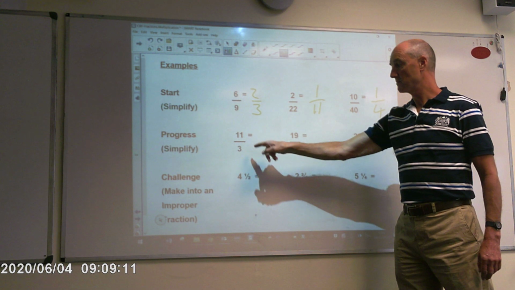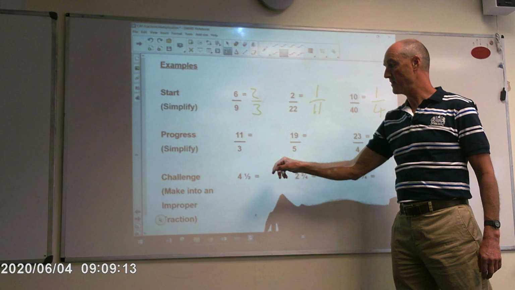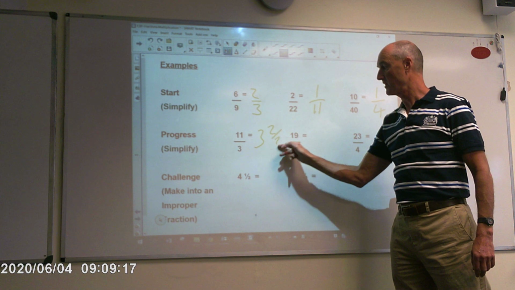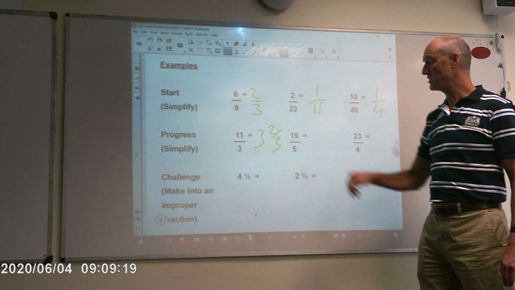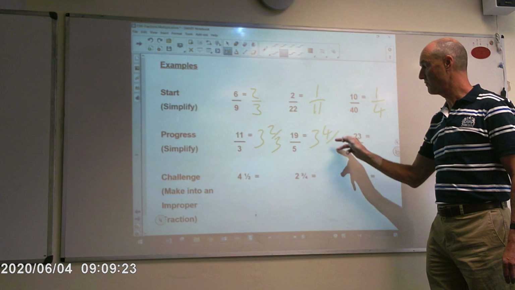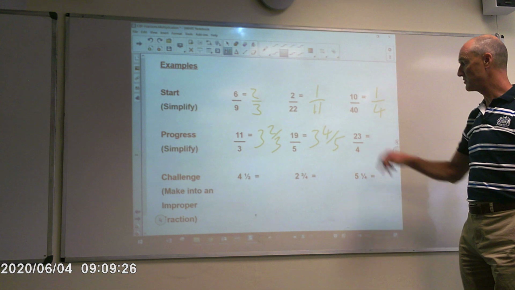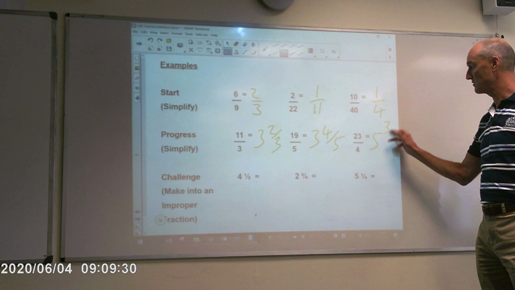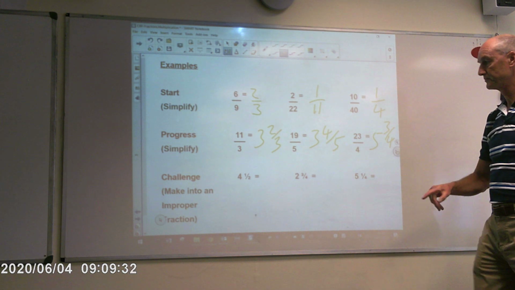Top heavy fractions. 3 goes into 11, 3 whole times, and still another 2/3. 5 goes into 19, 3 whole times, and 4/5. 4 goes into 23, 5 whole times, and 3/4.